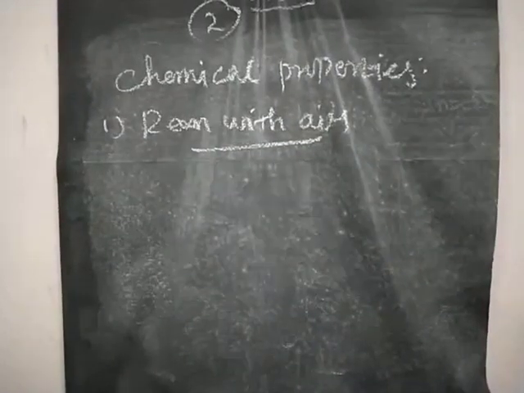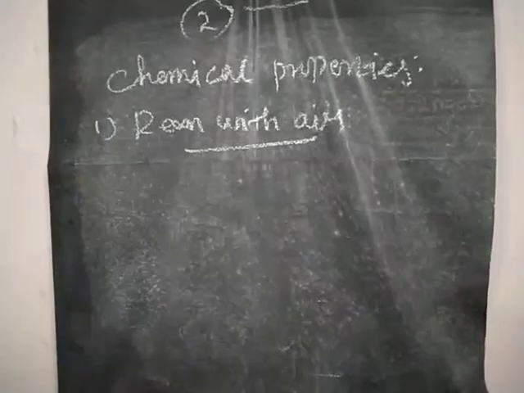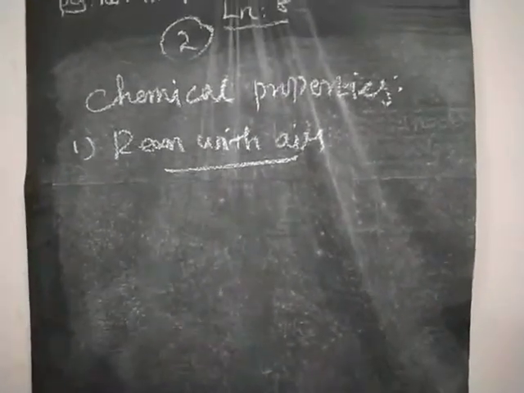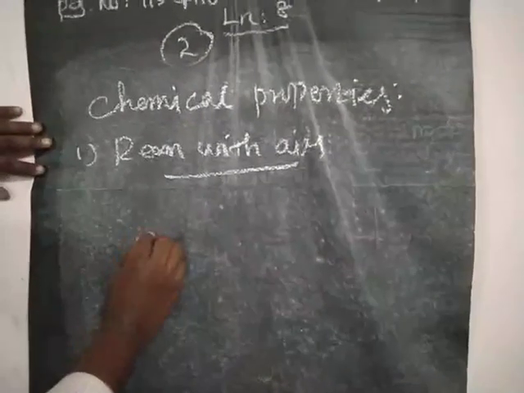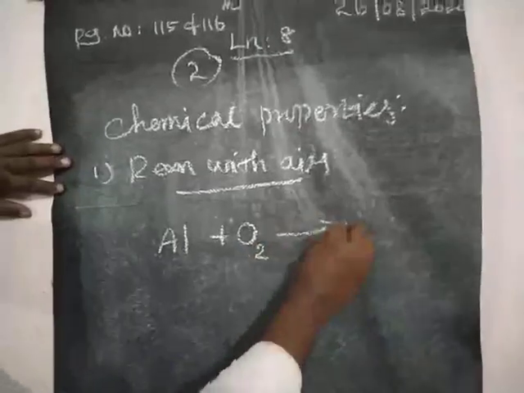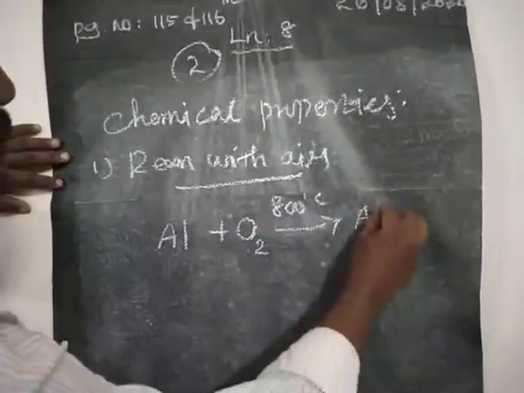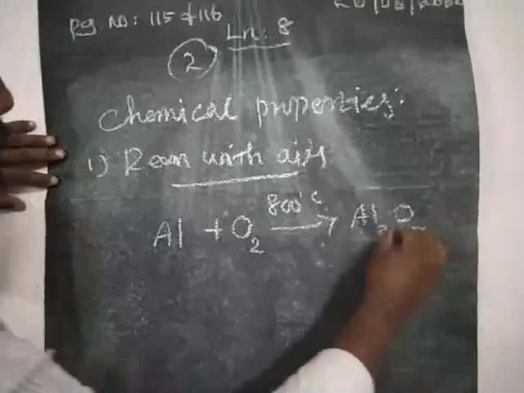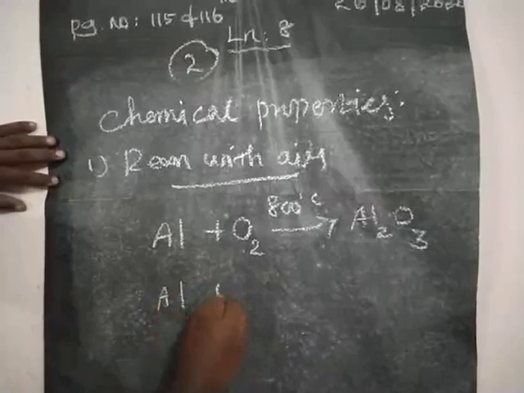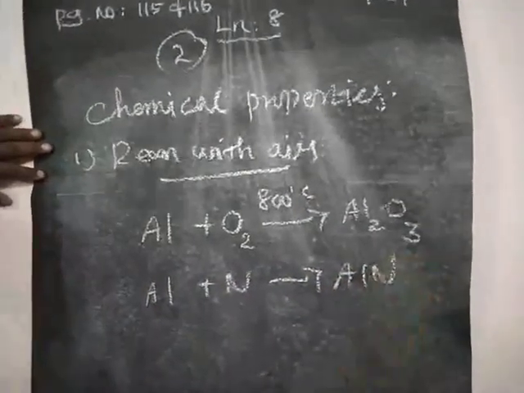On heating at 800 degrees Celsius, aluminium burns very brightly, forming its oxide. So aluminium reacts with oxygen at what temperature? 800 degrees Celsius, to form aluminium oxide. In the same way, aluminium reacts with nitrogen to form aluminium nitride.